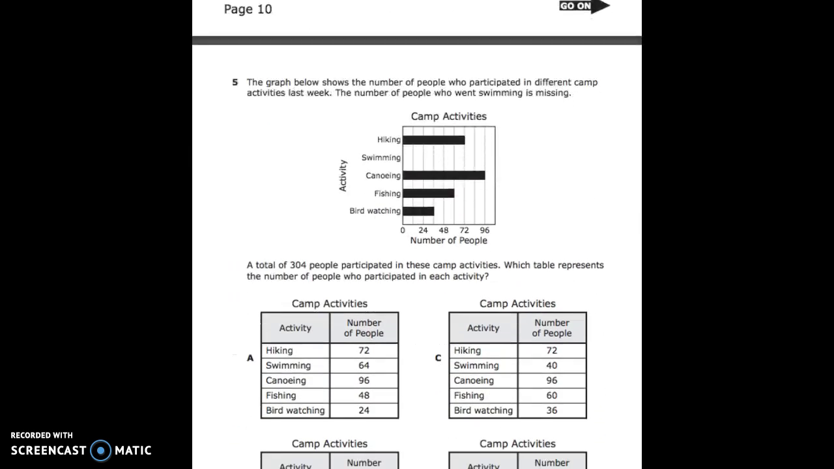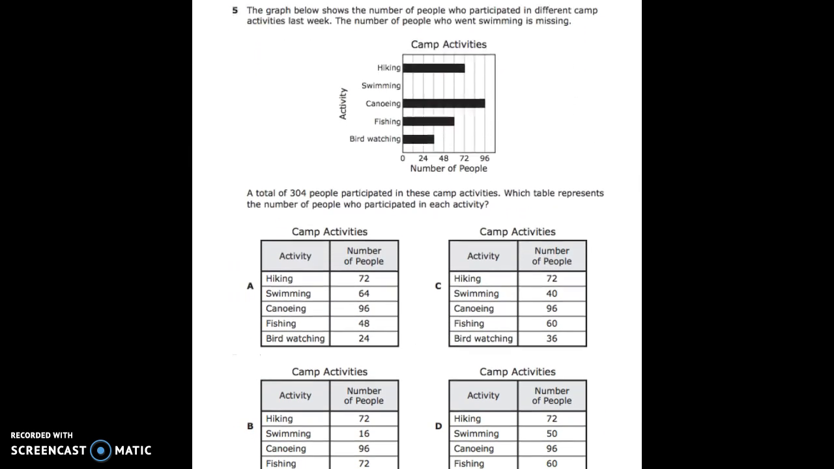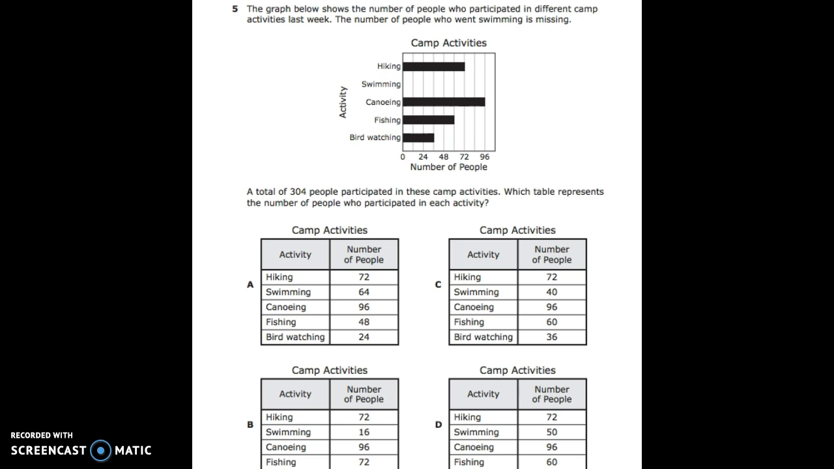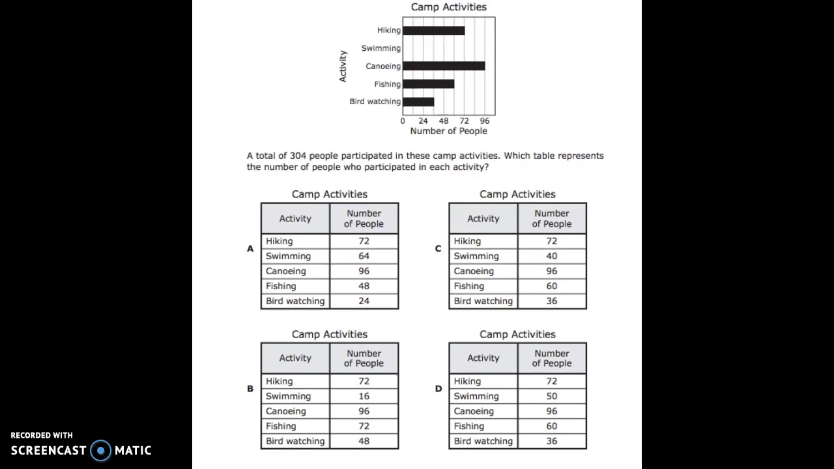Okay, number 5. This is page 11. The graph below shows the number of people who participated in different camp activities last week. The number of people who went swimming is missing. A total of 304 people participated in these camp activities. Which table represents the number of people who participated in each activity?